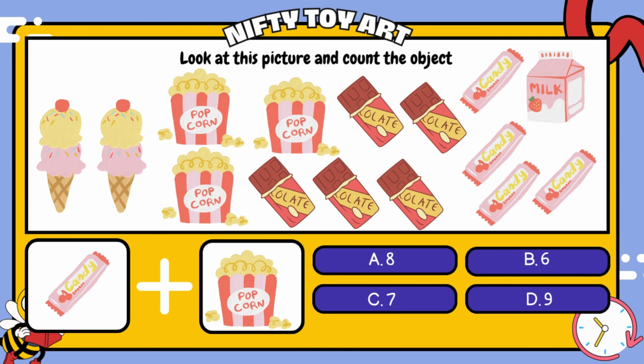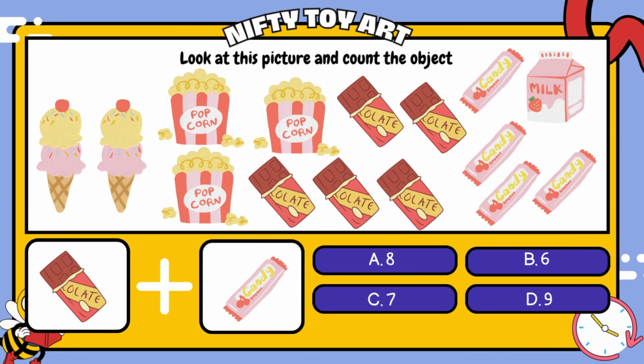I want to take all the candy plus the popcorn. So what is the total number of foods? That's right, 7. I want to take all the chocolate plus the candy. So what is the total number of foods? That's right, 9.